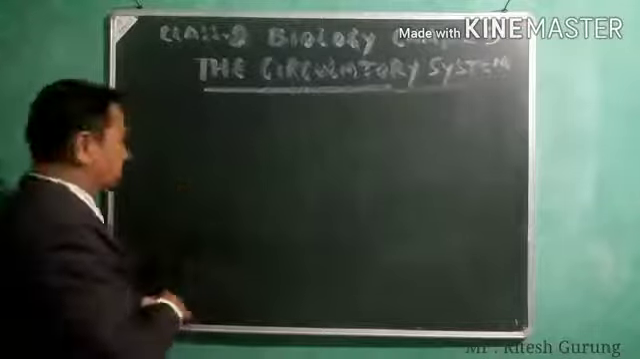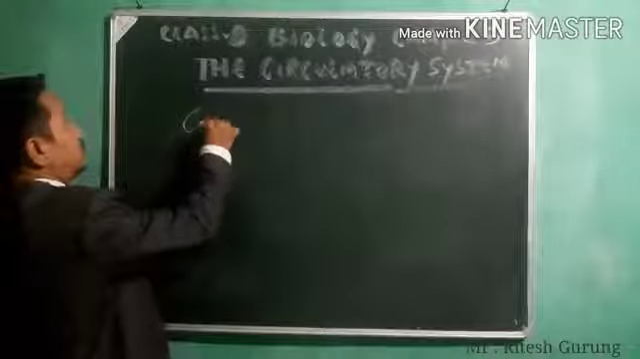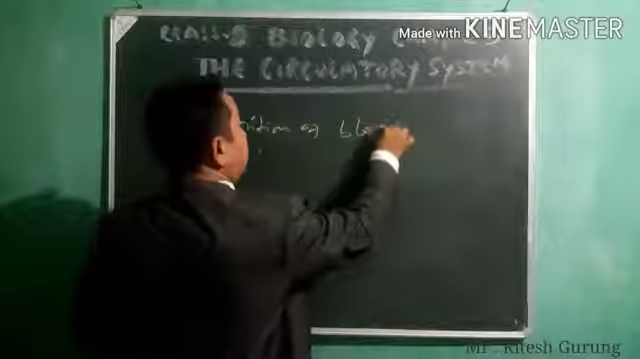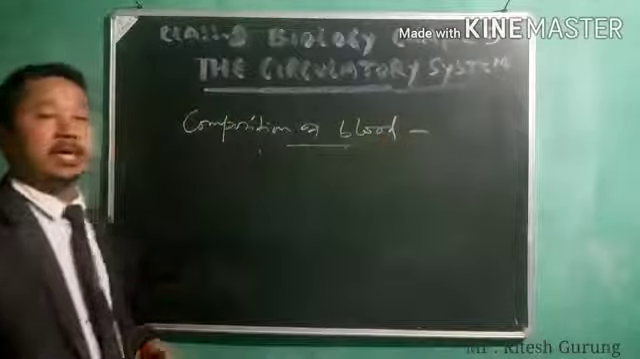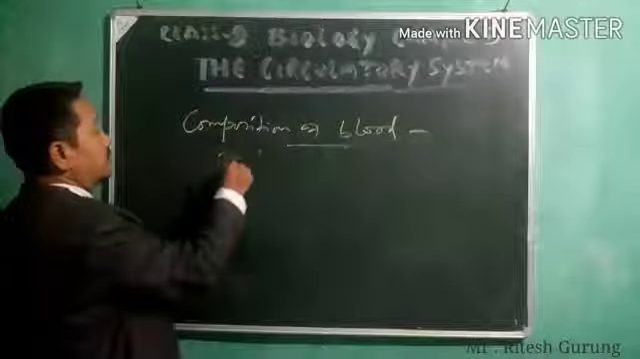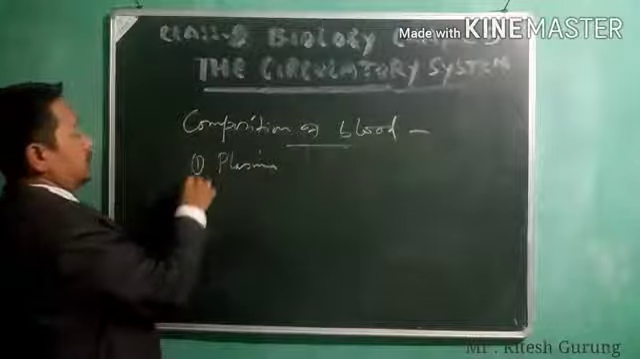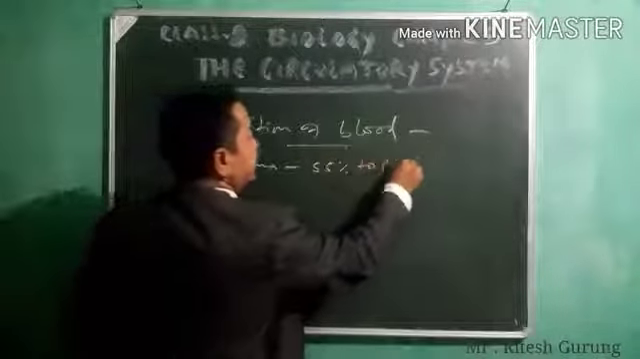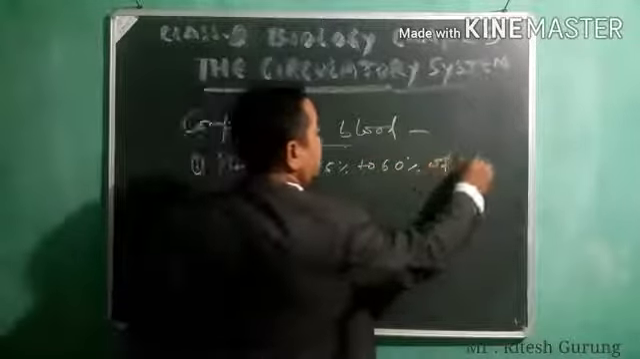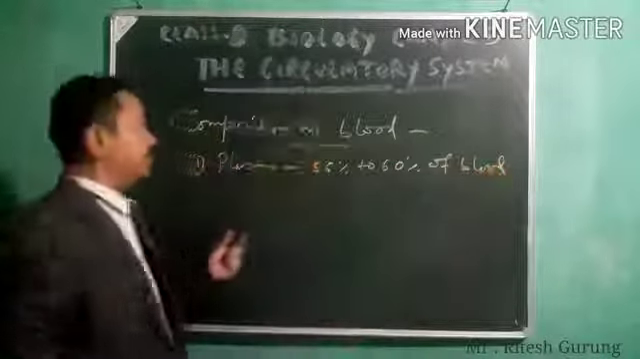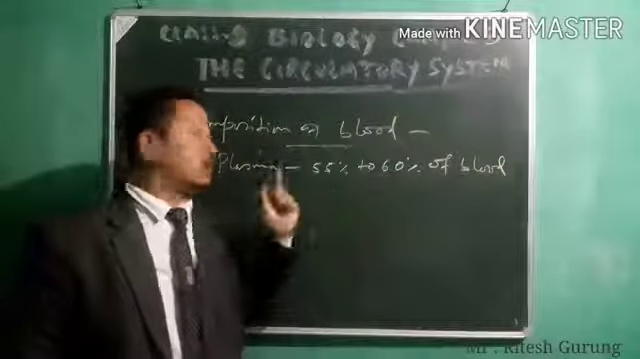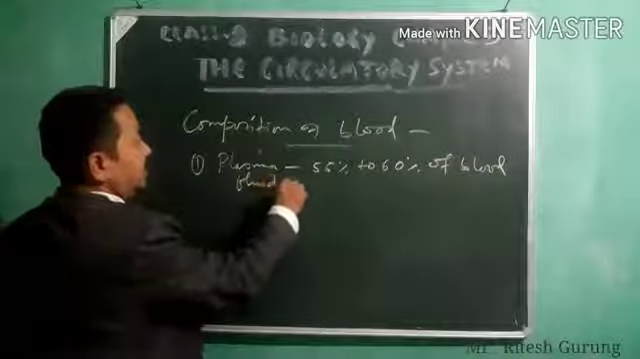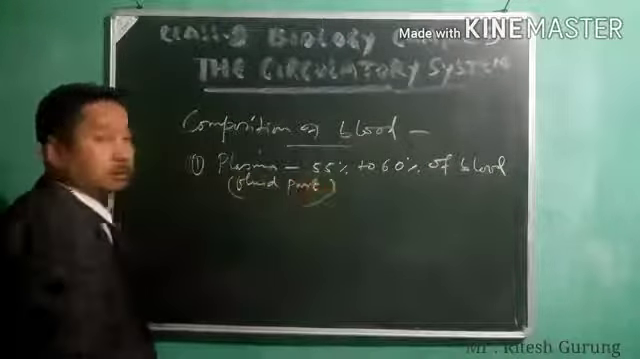Now let's talk about the composition of blood. Blood is mainly composed of plasma, which is about 55% to 60% of blood. So 55 to 60% of blood is composed of plasma. That's the fluid part of blood.